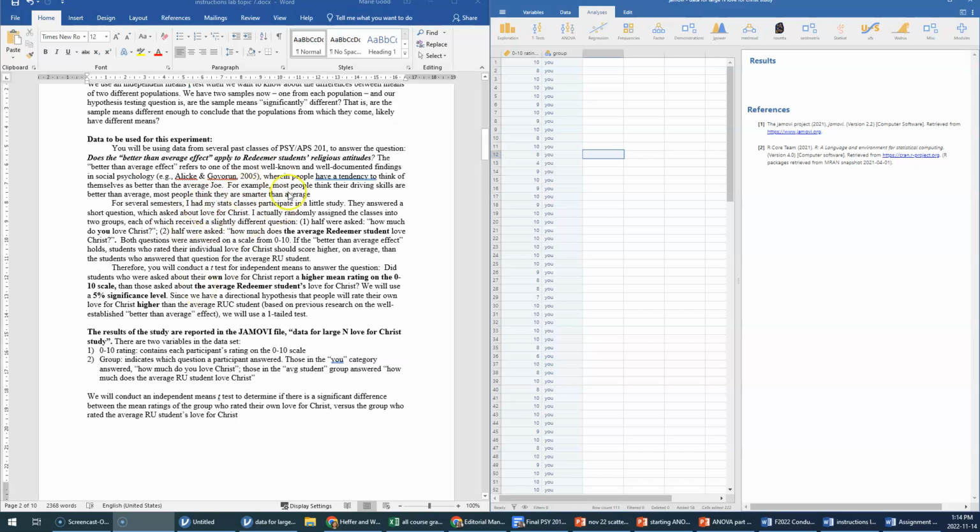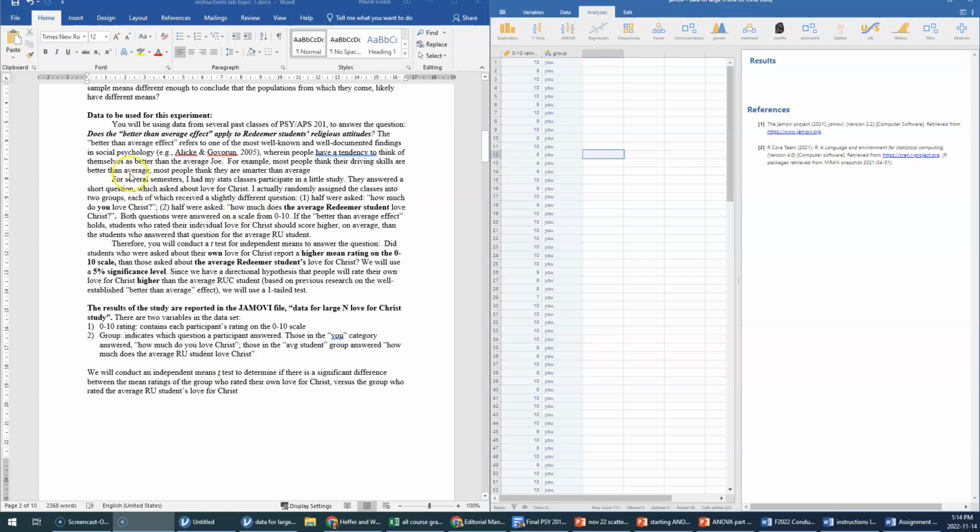So what I wanted to do was to take this and apply it to, as I said, Redeemer students' religious attitudes. So here's what I did for several semesters. I used my stats classes as participants, and they answered a short question, each of which asked about love for Christ. What I actually did was I randomly assigned the classes into two groups. And so I sent out an email to the class, but I actually randomly assigned half the class to get one link that took them to one survey and half the class to get a different link that took them to a slightly different survey or question.